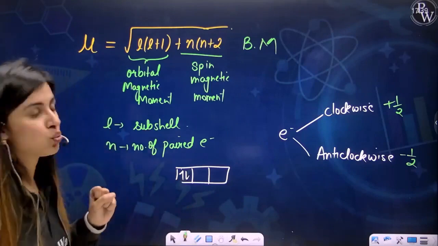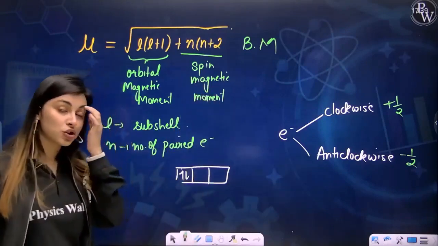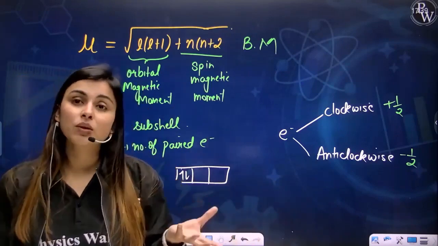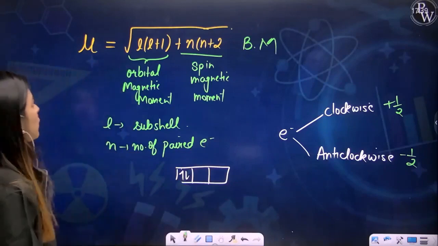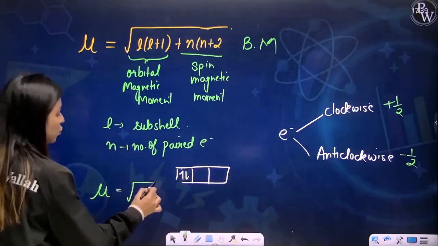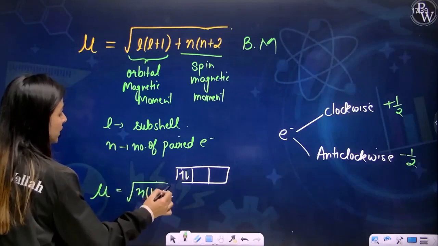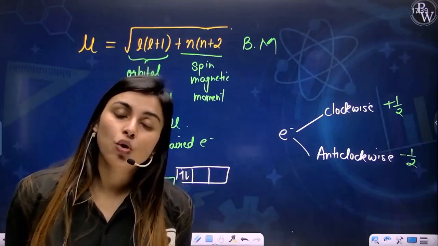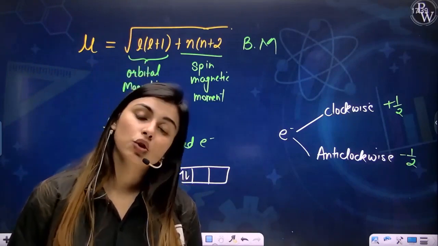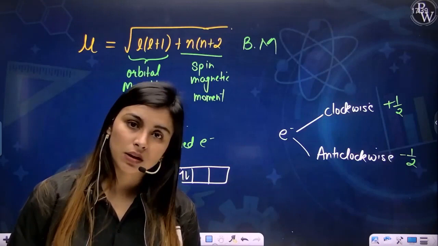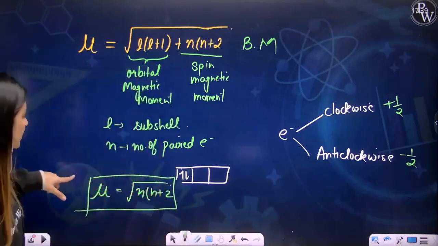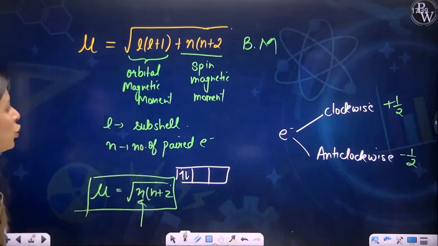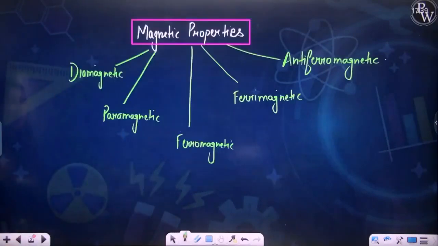What happens is, my dear students, your spin magnetic moment actually dominates over the orbital angular momentum. And since it dominates, we generally calculate this as root of n(n+2) only, because we generally ignore the l(l+1), that is the orbital magnetic moment part. Okay, because your spin magnetic moment is dominating here. And we find out all the magnetic properties only and only based on the spin magnetic moment. If you want to write all these things, please write it down, then we'll move forward.